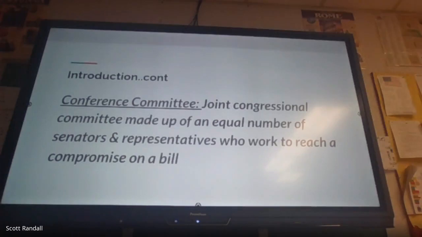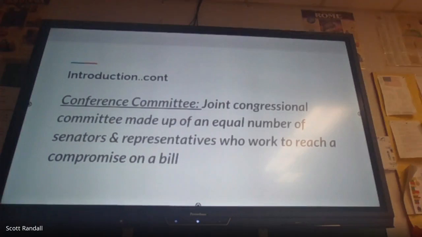Certain things were dropped out of there. They lowered the threshold for the yearly income that people are going to get the $1,400 for. So this is made up of an equal number of senators and representatives who work out to reach a compromise on the bill. Unfortunately, in this day and age, that compromise is few and far between. What they call bipartisanship, we've become really fractured in that sense.